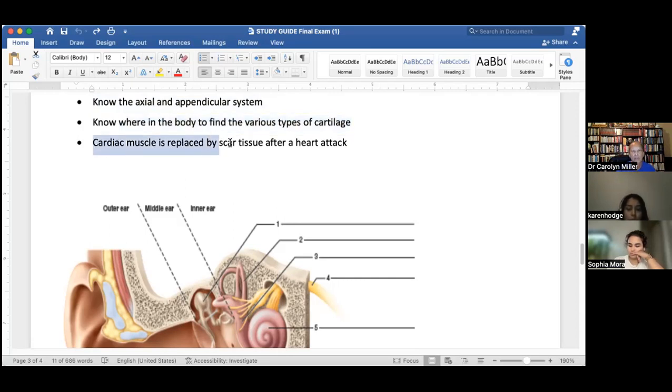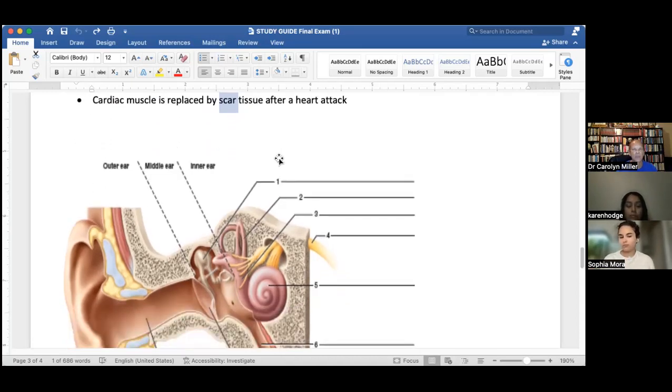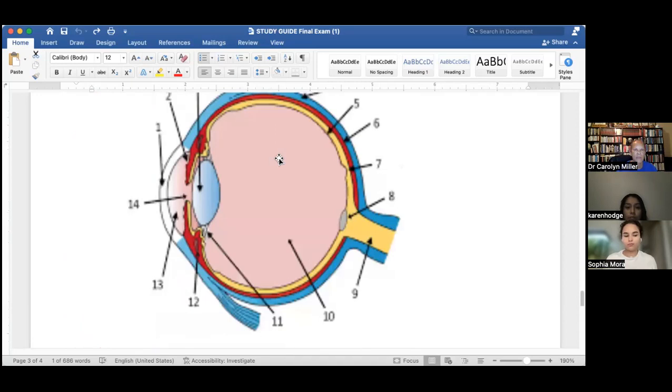And cardiac muscle is replaced by fibrous connective tissue, scar tissue, after a heart attack. We don't get the regeneration of cardiac muscle. Have a heart attack, portions of the heart, the cardiac muscle, are deprived of oxygen, therefore they will die. And instead of cardiac muscle replacing that muscle that just died, fibrous connective tissue, i.e. scar tissue. And so the heart weakens after a heart attack.